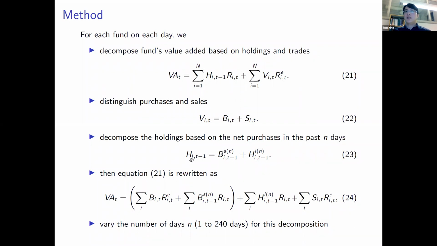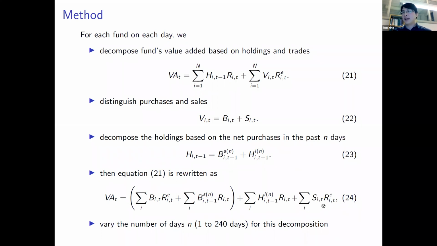And here, using this equation, we can decompose the actual holding at the beginning of each day into the holdings shorter than n days and the holding longer than n days. So even if we write equation 21, we can decompose the value added into the first two terms in the brackets. Those are the value added from holdings shorter than n days, including the purchases on the same day and the net purchases in the past n days. And the second term is from the holdings longer than n days.